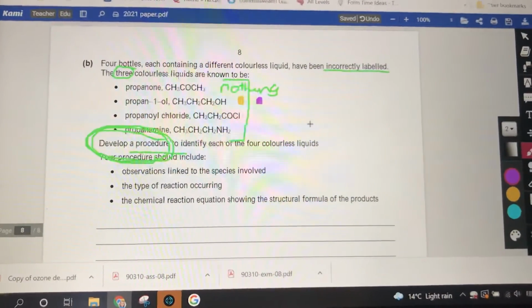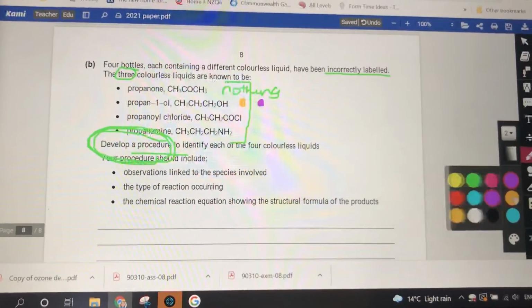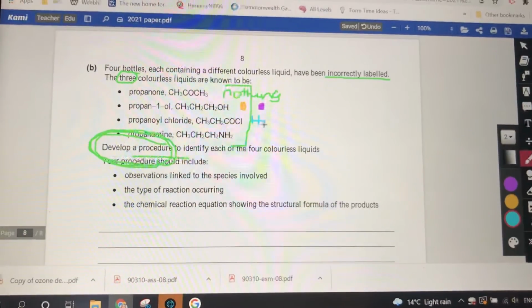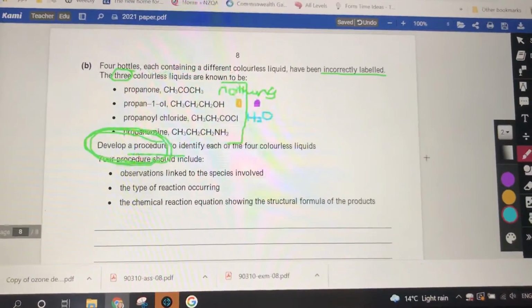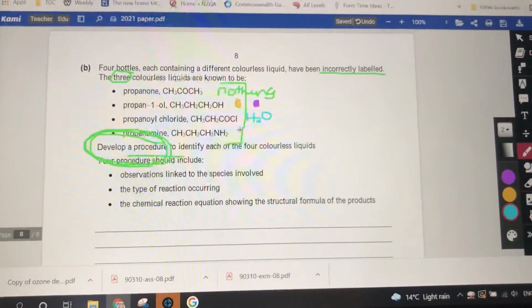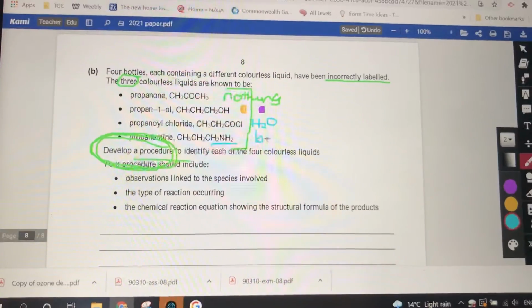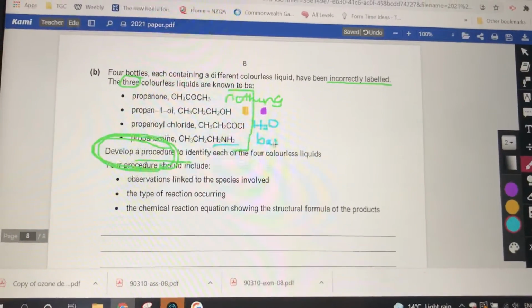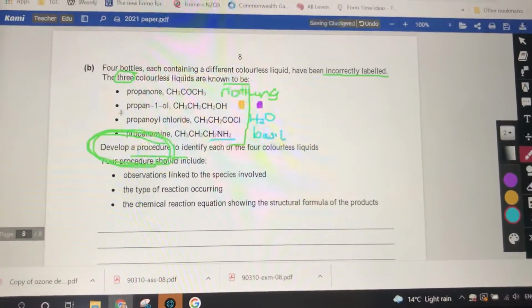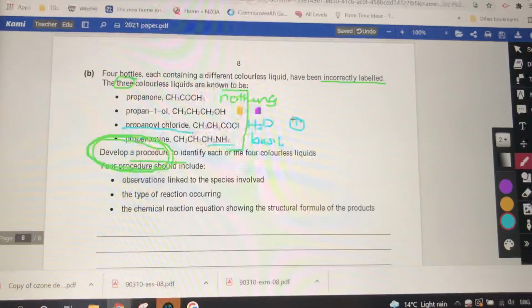We could use, nope, that's the best too. Propanoyl chloride, that's a fabulous one to have. We're going to react that with water because acyl chlorides are the only things that have violent reactions with water. And propanamine, amines, not amides, are basic. So look at all these things we've got here. So what I'm going to do is, if I have an acyl chloride, I always start with water. So I'm going to do that first.